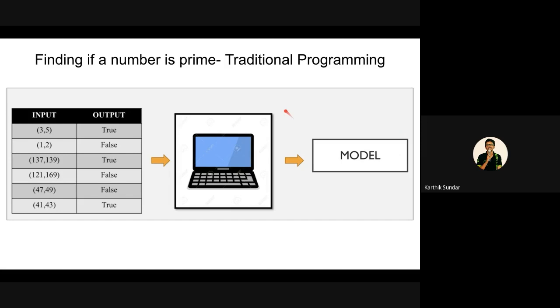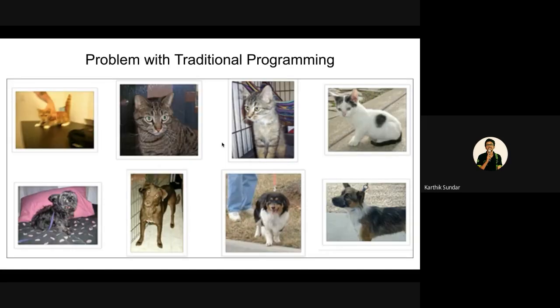I think there's a slight mistake in the slide. It should be twin primes, not prime number. I'm sorry. 3 comma 5 is a twin prime, but 1 comma 2 is not. So you have an input, you have an output, feed it to the computer, and ask it to figure out the pattern, or what you call the logic. So that's machine learning. I understand it's a bit superficial, but that's the scope of this lecture.